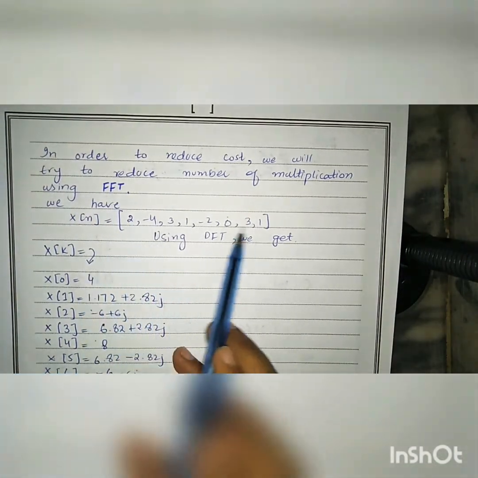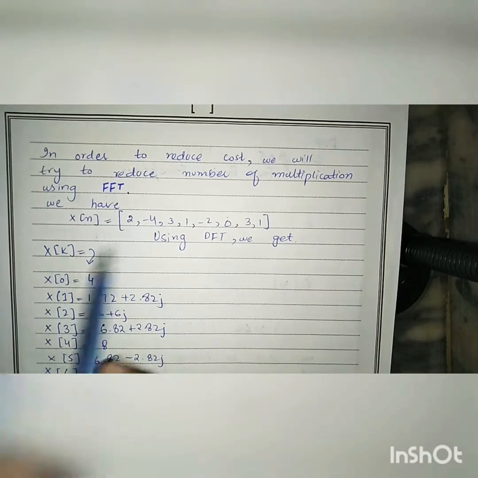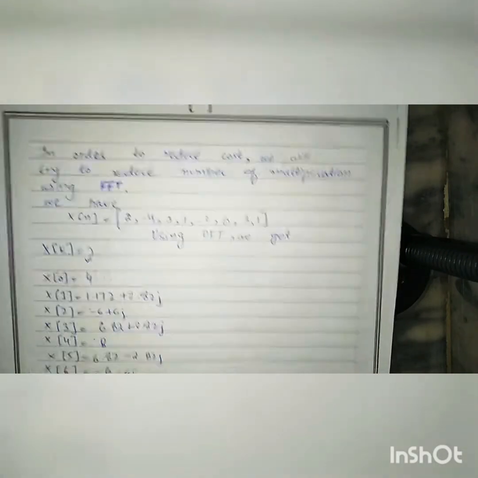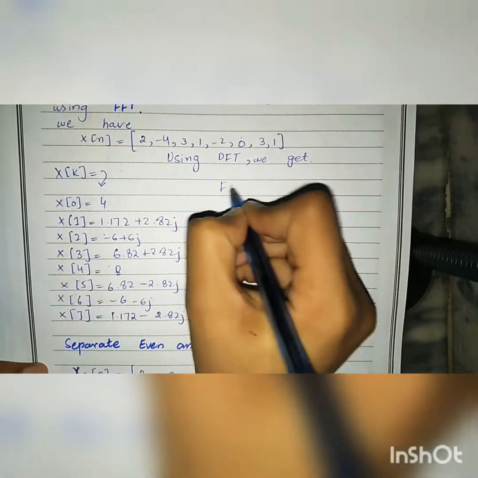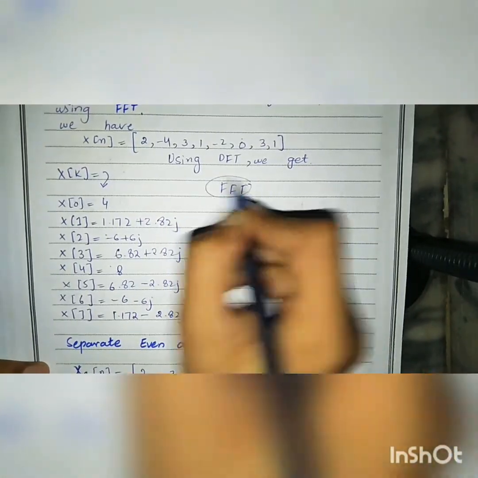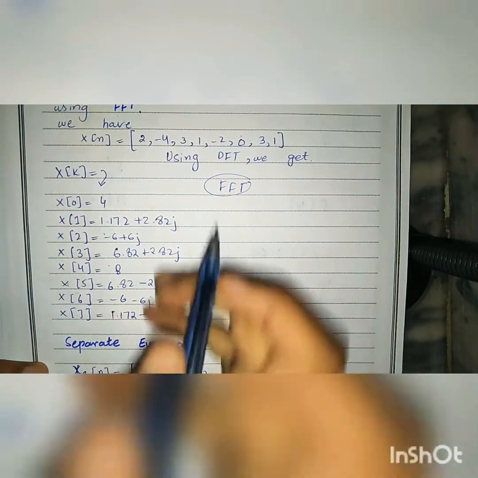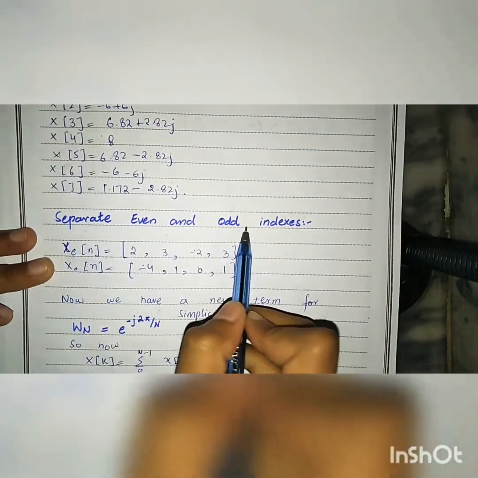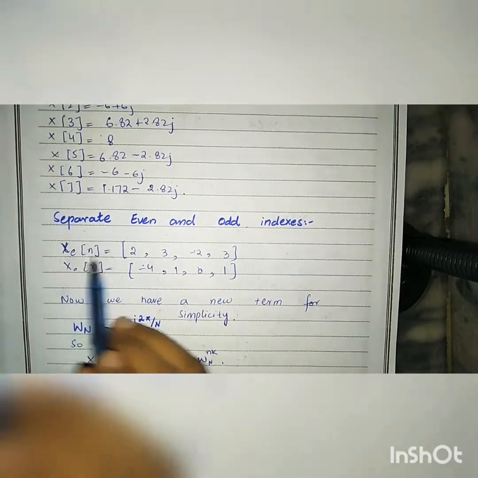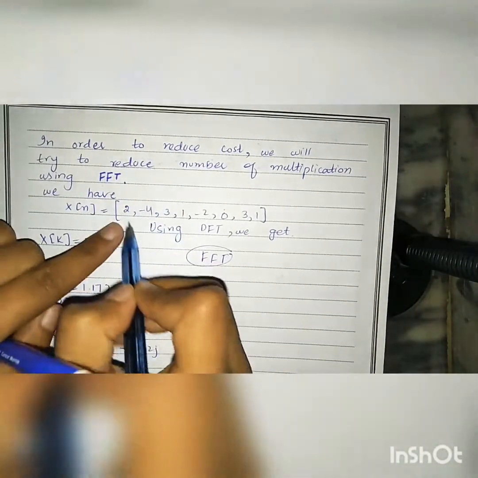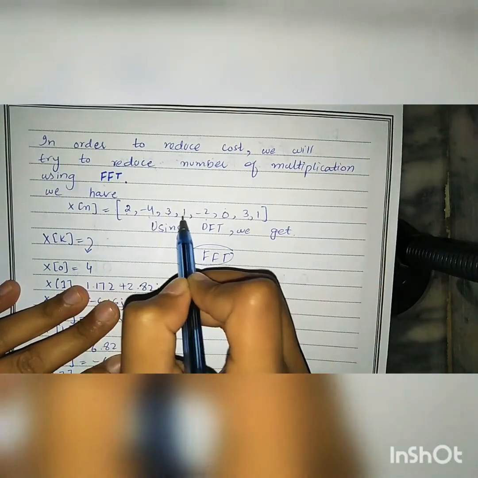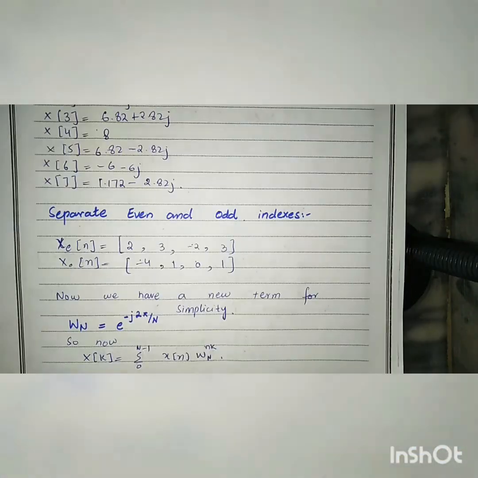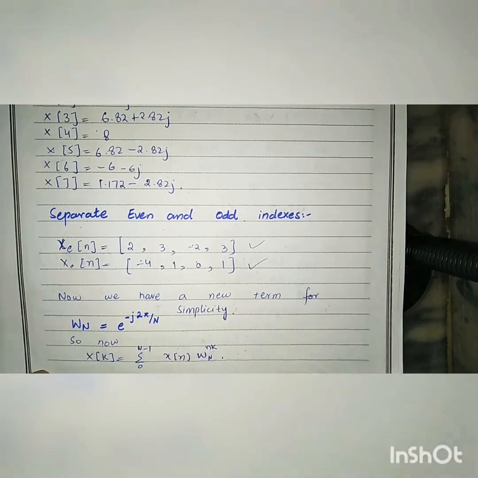So here we have some data. Using DFT we have calculated its x of k. Now we want to use FFT instead of DFT to calculate these data. For this we are going to separate even and odd indices. That means our x of even will become 2, 3, minus 2 and 3, and x of odd will become minus 4, 1, 0 and 1. So here we separated it. This is x of even and this is x of odd.